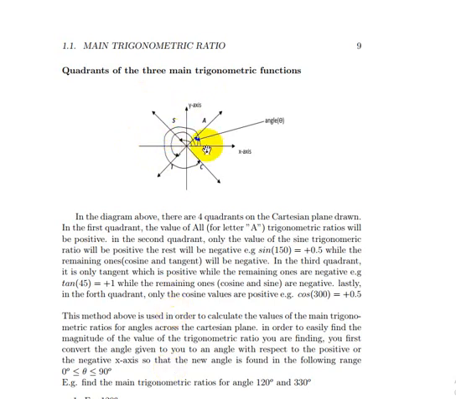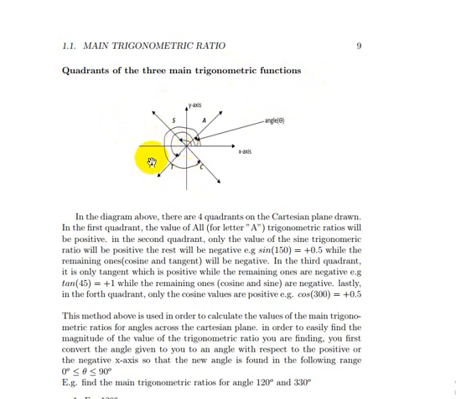Now we need to know that S is written here to mean only the sine is positive. So if I have the sine of an angle between 90 degrees and 180 degrees, it is only the sine which is going to be positive. If I have the cosine of a 90 to 180 degree angle, I am going to have a negative. If I have the tangent of a 90 to 180 degree angle, I'm going to have a negative.